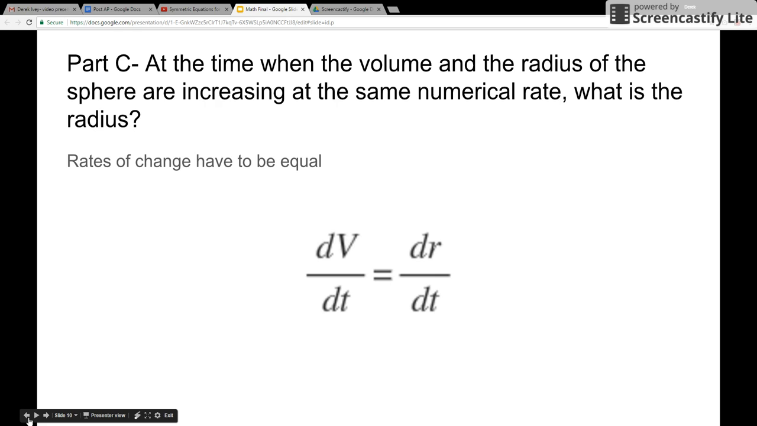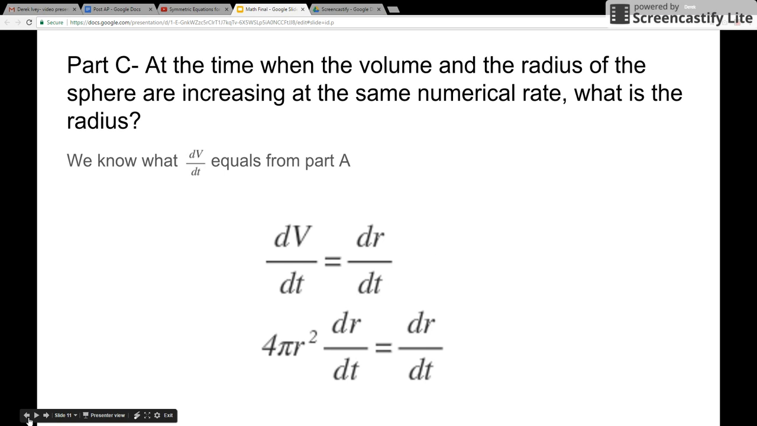Now for part C, we have to find what the radius is at the point when the rate of change of volume and the rate of change of the radius are exactly the same. So we know this to be dV/dt equals dr/dt. And since we know what dV/dt equals, we can just plug that in because we found that in part A. So 4 pi r squared times dr/dt equals dr/dt.